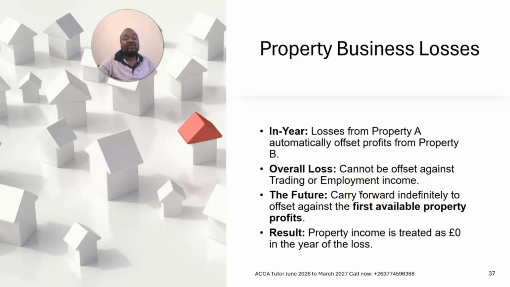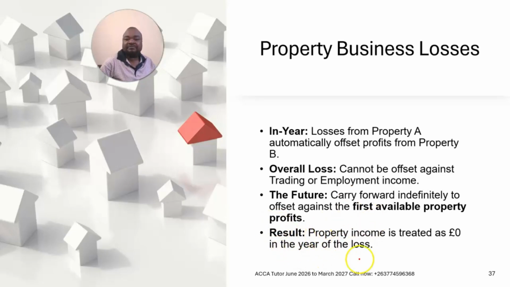So the overall loss is not going to offset other incomes which are not property incomes. For the future, you carry forward the loss indefinitely to offset against the first available property profits. So property profits are offset by property losses, nothing else.